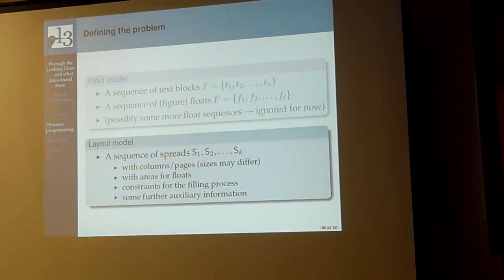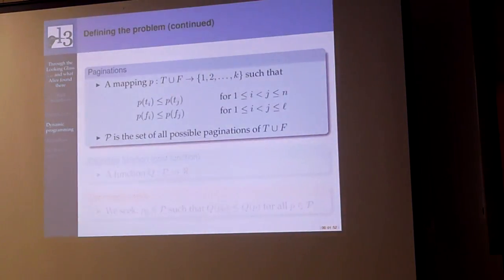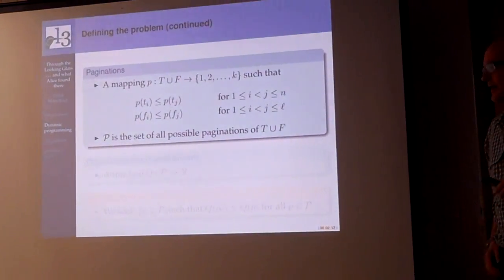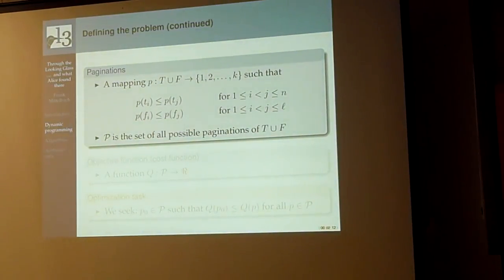So this is sort of our input and the target that we want to reach. And our problem is now to find a way to take this text stream and the figure stream, and map this onto the individual spreads. So the first 50 lines of text go on the first spread, and one figure goes on the first spread, then 51 to 80 goes on the second spread, and figure 2 and 3 go on the second spread, and so on.